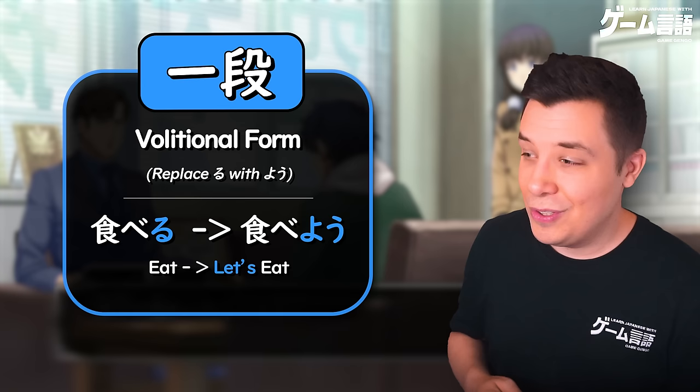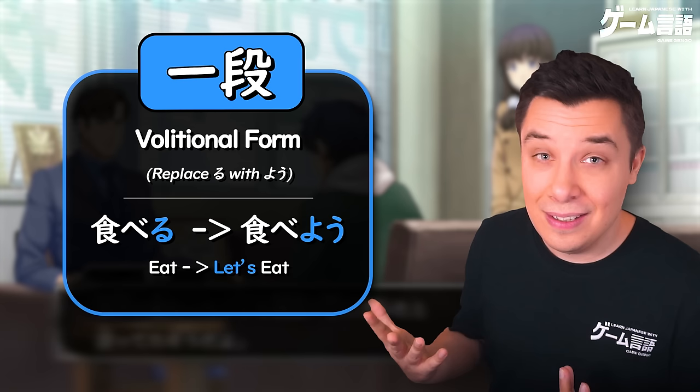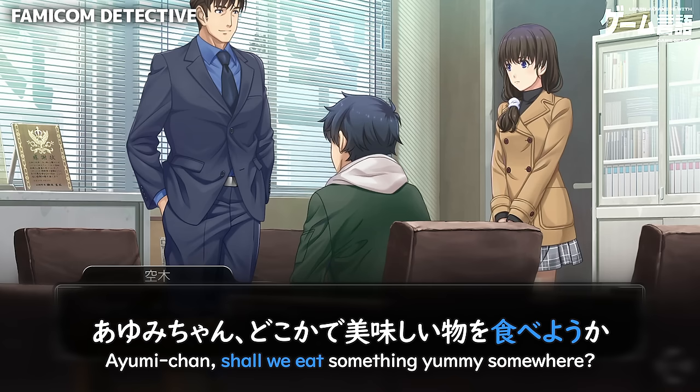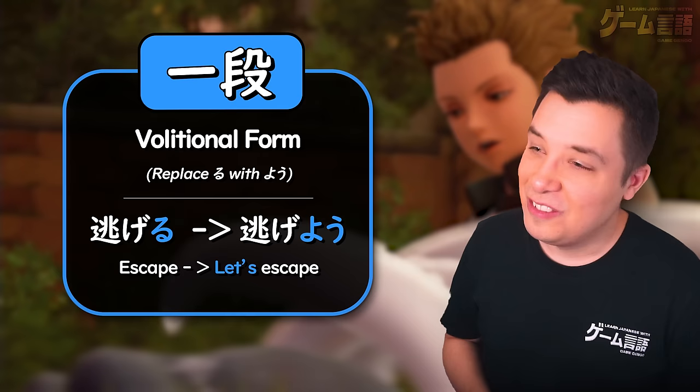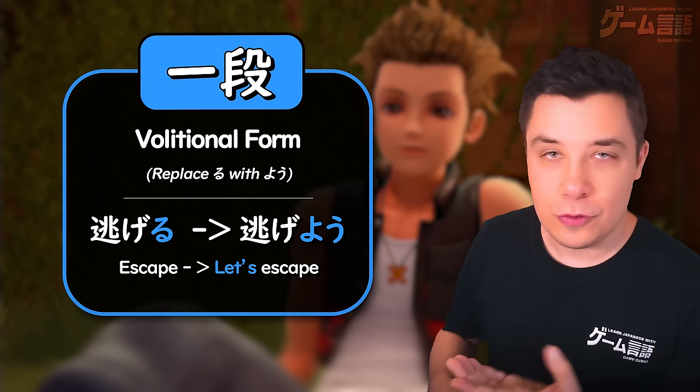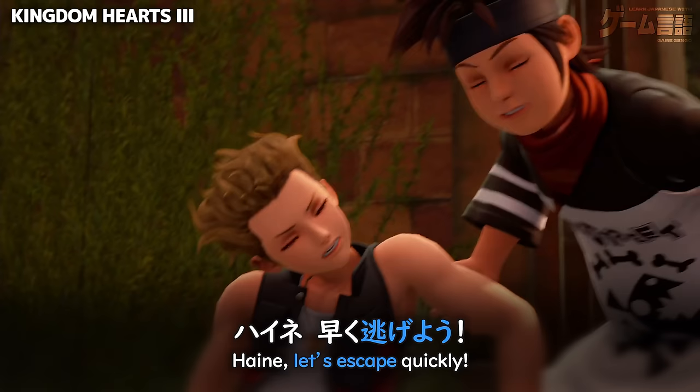まずは私たちとご飯を食べよう. You'll often see it used connected with the か particle as well, like 食べようか. Instead of let's eat, it's more like shall we eat? あゆみちゃん、どこかで美味しいものを食べようか. Or like here in Kingdom Hearts 3, so 逃げる, to run, just replace the ru with yo. So 逃げよう, let's escape. はいね、早く逃げよう.